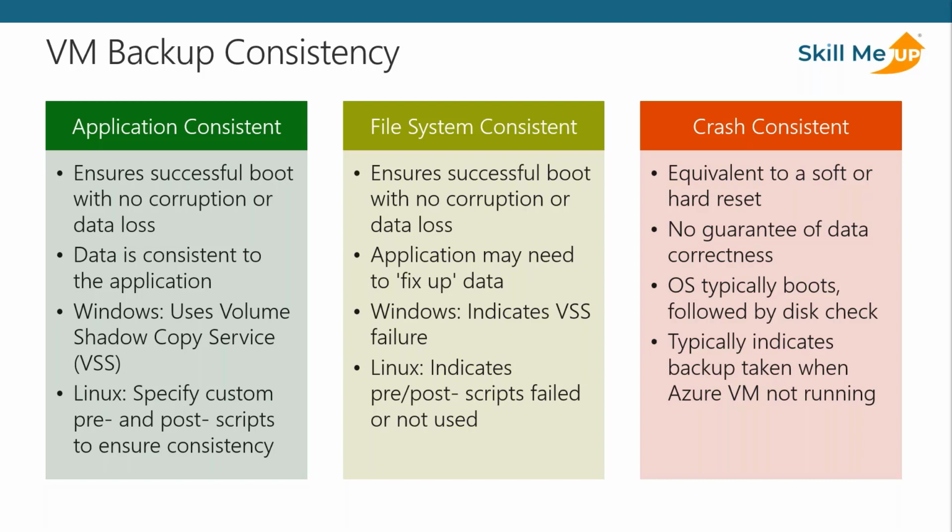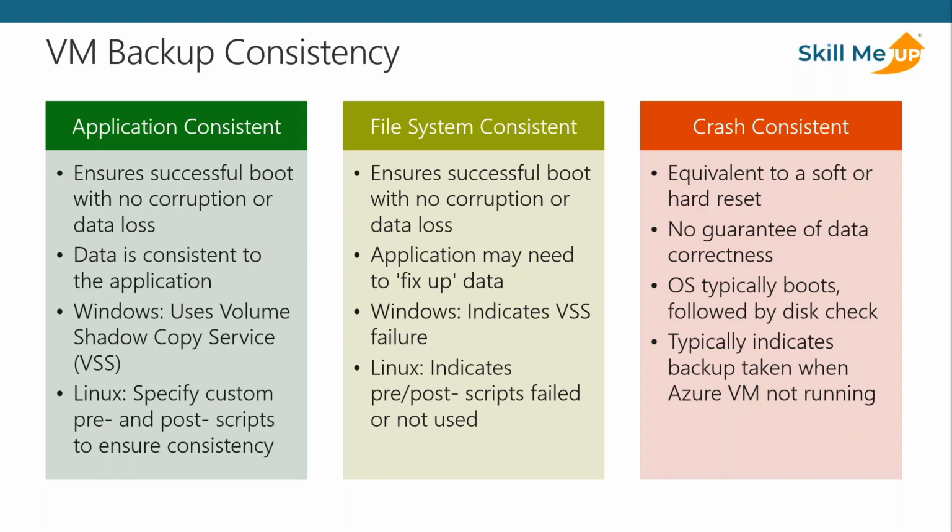If the scripts fail or the shadow copy service returns an error, then you get what's called a file system consistent backup. It's consistent at the file system level, but the application, if it was in the middle of multiple changes, may not be in a consistent state, and the application may need to fix up the data. And the last one is, if none of that works, then at the pure disk level it will just take a snapshot of the disk.